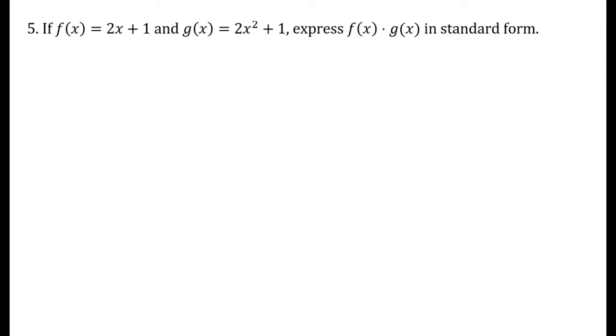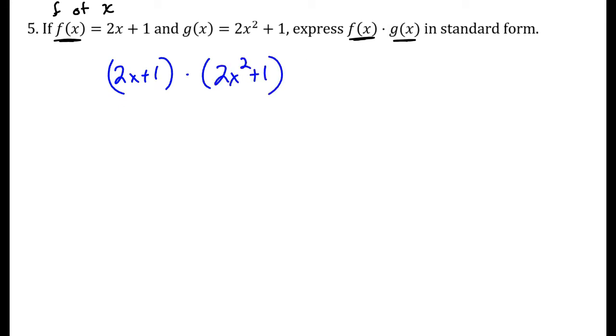Finally, number 5. If f of x equals 2x plus 1, remember this is function notation. We say f of x. And g of x equals 2x squared plus 1, express f of x times g of x in standard form. So this question looks scary, but all they want me to do is f of x times g of x. They want me to multiply these two polynomials together. It looks scary the way they worded it, but it's actually not that bad.